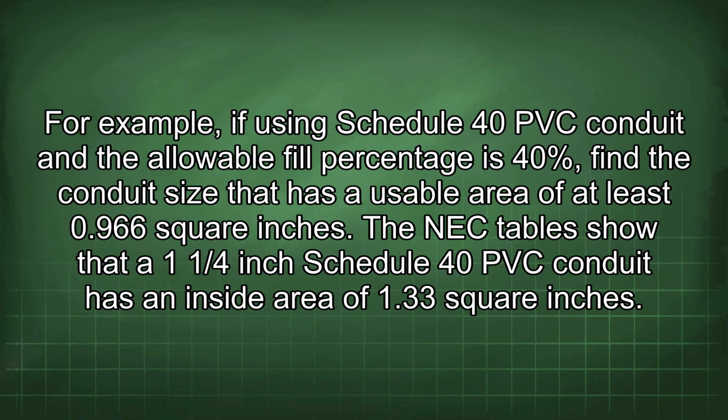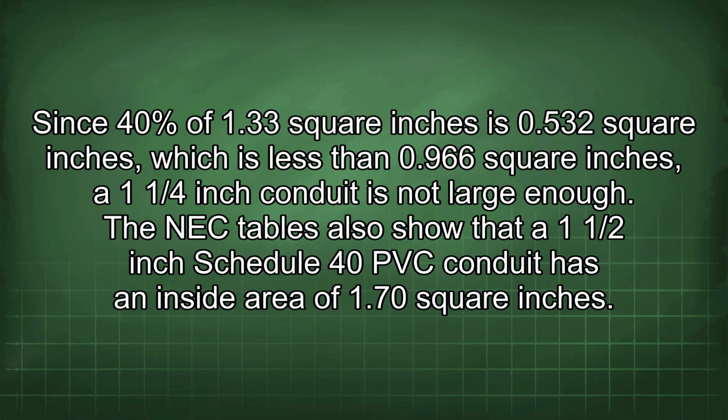The NEC tables show that a 1/4 inch Schedule 40 PVC conduit has an inside area of 1.33 square inches. Since 40% of 1.33 square inches is 0.532 square inches, which is less than 0.966 square inches, a 1/4 inch conduit is not large enough.